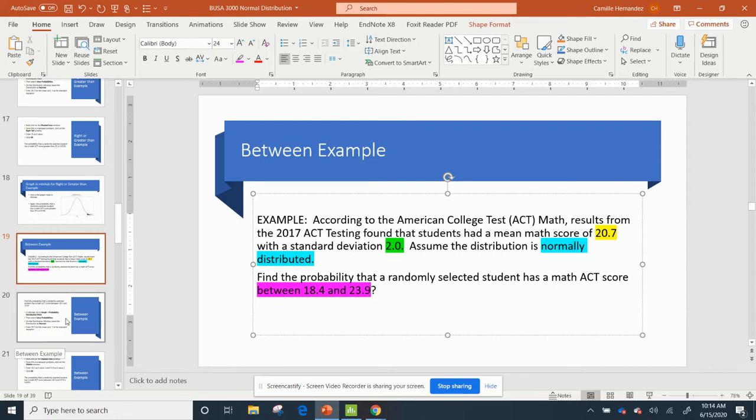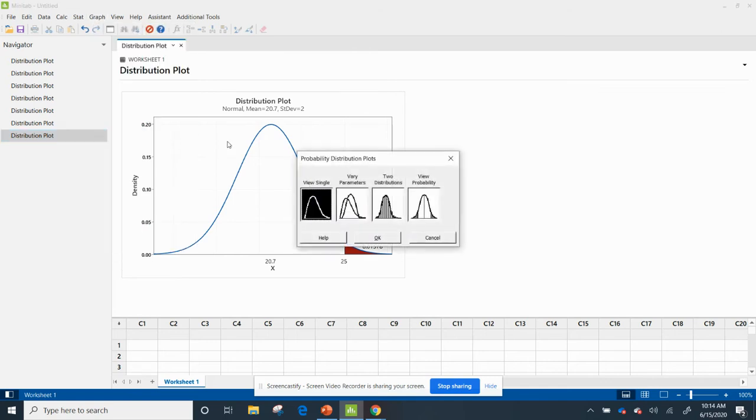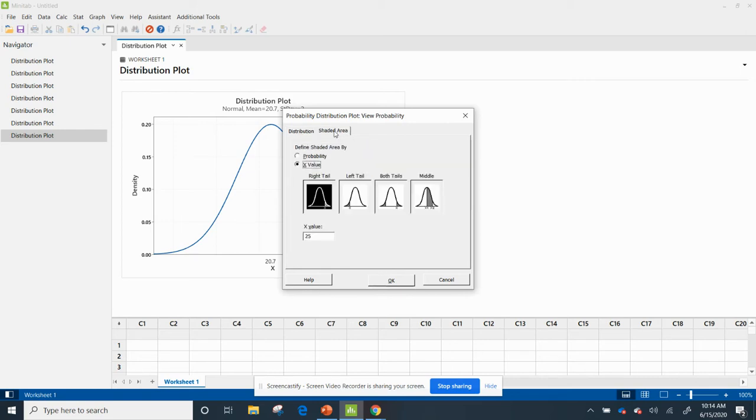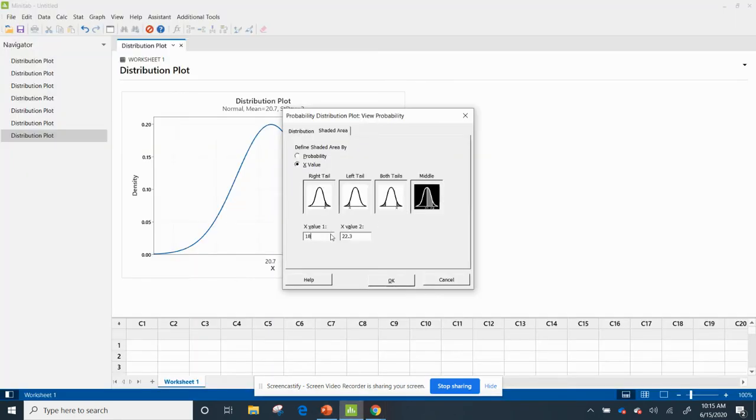Again, I have all the directions for Minitab in the next slide, but I'm just going to show you how to do it. Go to graph again, probability distribution plot, view probability, and hit OK. I've got my mean of 20.7, my standard deviation of 2. I go to my shaded area and hit middle. So now I need to put my middle values. If you don't remember, it was 18.4 and 23.9. So I go 18.4 and 23.9. And it's sitting in the middle, which is great.